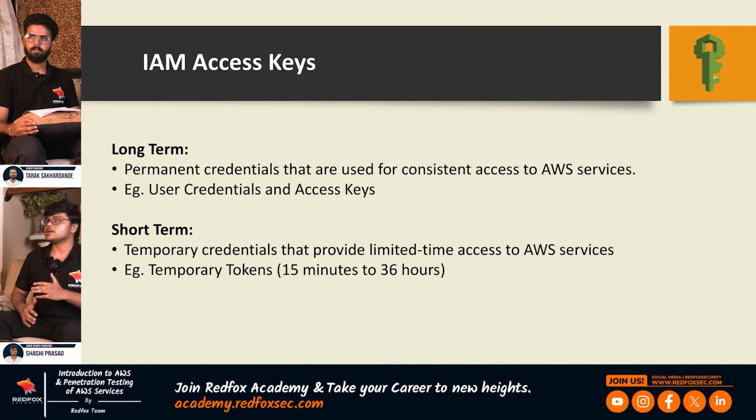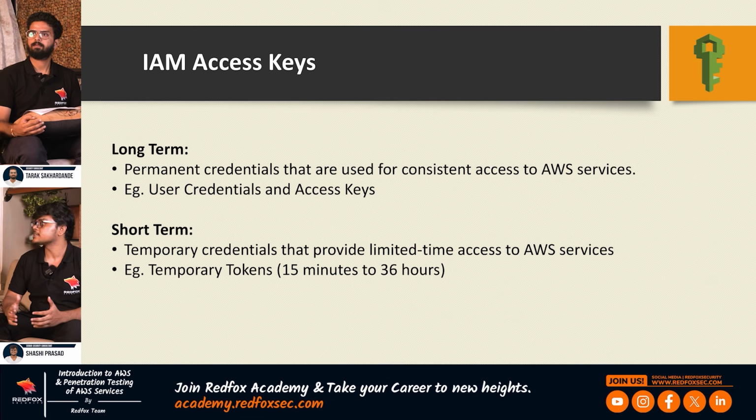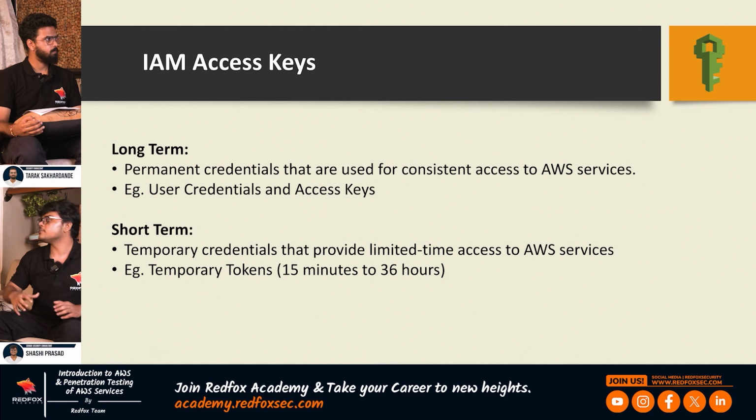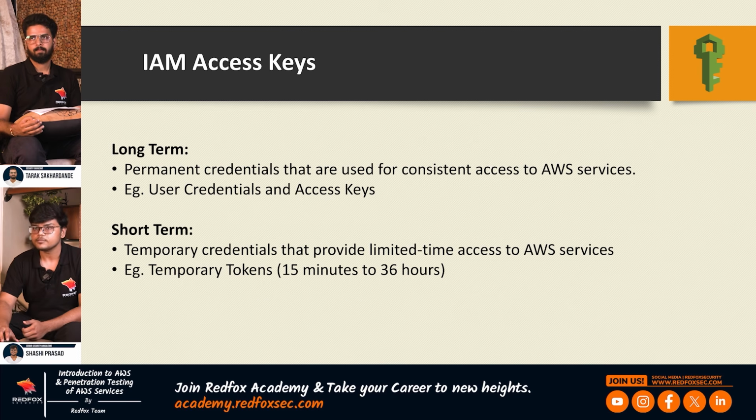Apart from that, AWS also offers short-term keys. These are temporary credentials that provide limited access to AWS services for a very short period of time. Generally it is done via temporary tokens. Take the role that I told you about: when we assign a role, it gets a temporary token, and this token is valid from 15 minutes up to a maximum of 36 hours. So these are the two types of access keys.